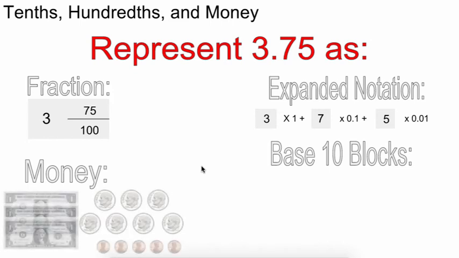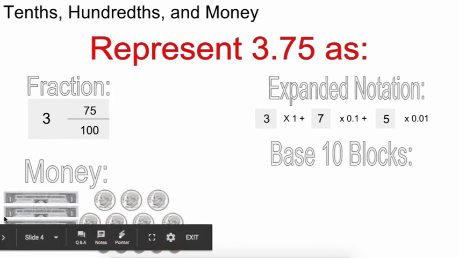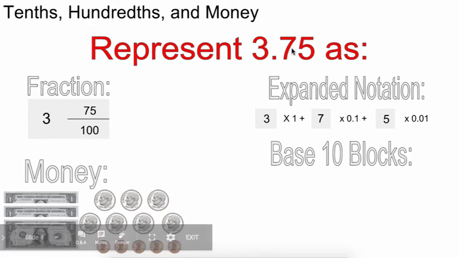We need actually 1, 2, 3 dollar bills. We need 7 dimes, 1, 2, 3, 4, 5, 6, 7, and we need 5 pennies, 1, 2, 3, 4, 5. So that's $3.75. Same thing as 3 and 75 hundredths.